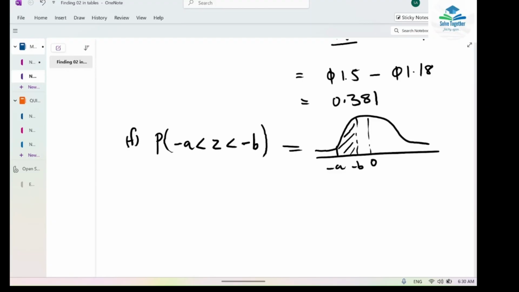So first things first, transform this to positive. After transforming, we'll get something like this, b and a here, and we still need this region. So this will be phi of b minus phi of a.